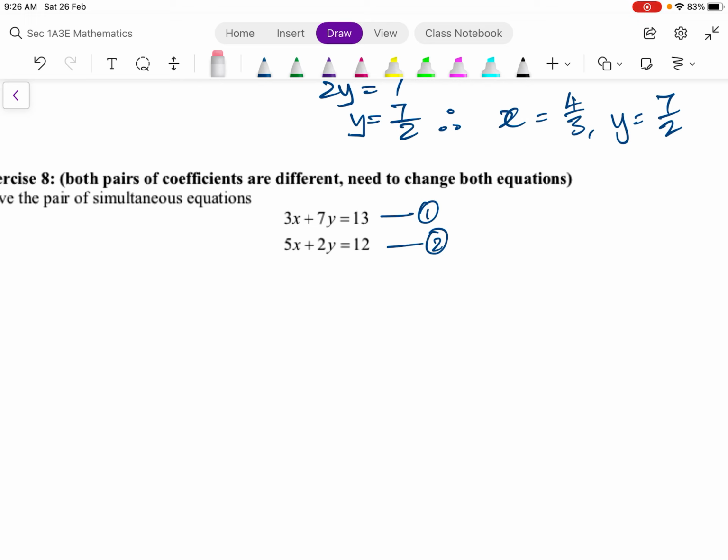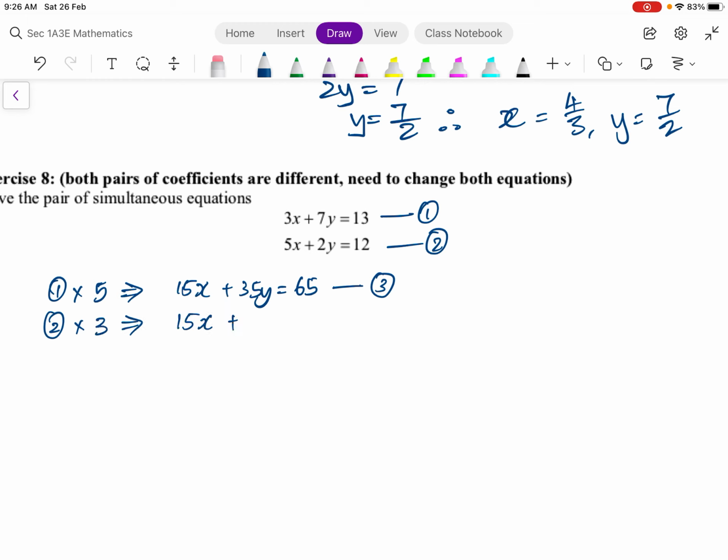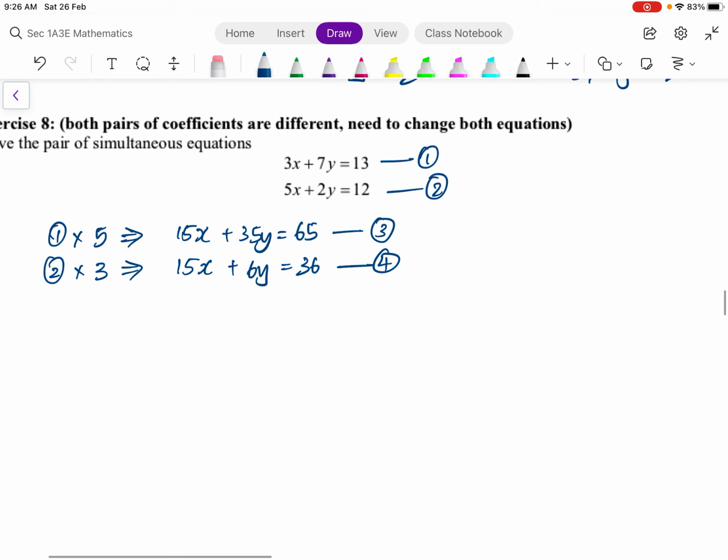Either way will work. So let's go ahead and make the coefficient of x to become 15. So in order to do so, we need our equation 1 to be multiplied by 5. So that gives us 15x plus 35y, that gives us 65. So we can call this equation number 3. And in equation number 2, we multiply it by 3 so that we get the same 15x plus 6y equals to 36. So that's our equation number 4. Now that the coefficients of x are the same, we can start the process of elimination.